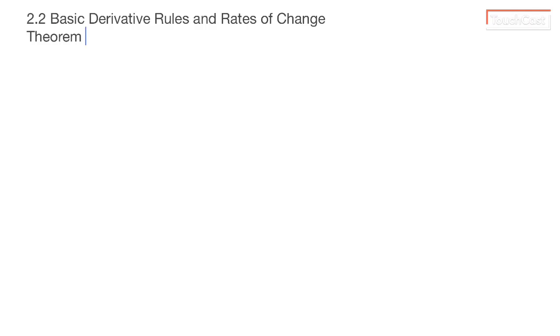Alright, welcome back. We're still talking lesson 2, basic derivative rules and rates of change. In the last two videos, we talked about the constant rule, the power rule, and the constant multiple rule, and did some examples on them. Today, we're going to talk about our next theorem, Theorem 2.5, and this is going to be the sum and difference rules.